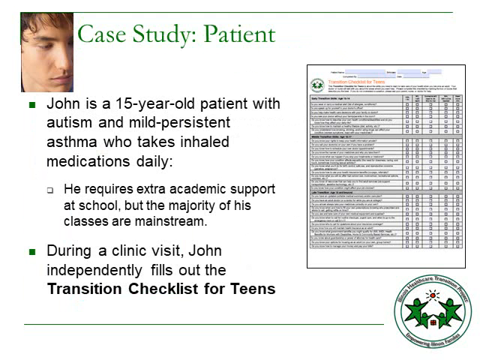Let's put the transition goal-setting strategies into action with a patient case study. John is a 15-year-old patient with autism and mild persistent asthma who takes inhaled medications daily. He requires extra academic support at school, but the majority of his classes are mainstream. During a clinic visit, John independently fills out the transition checklist for teens.